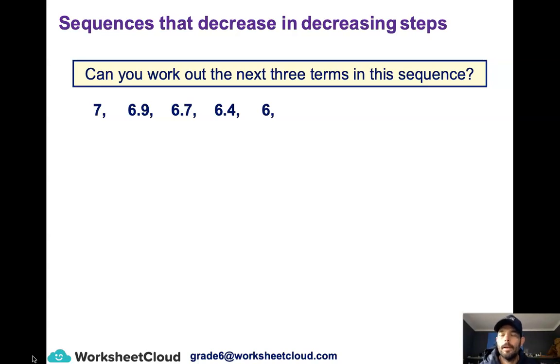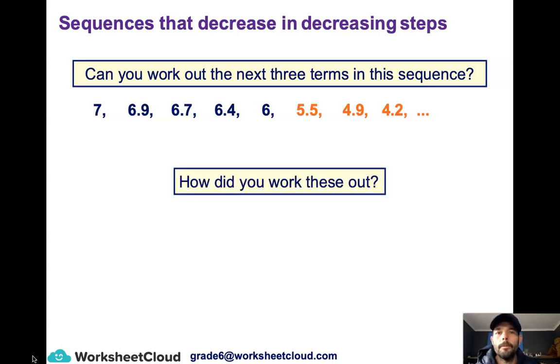Again, start off by looking, is it increasing or decreasing? Is it linear? Is it non-linear? By now, I'm hoping that you've recognized that first we decrease by 0.1, then 0.2, then 0.3, then 0.4. So 0.5 back from 6 is going to be 5.5. I then need to go 0.6 back to 4.9, and then 0.7 back to 4.2, and I could keep doing that forever, as indicated by the 3 dots at the end.